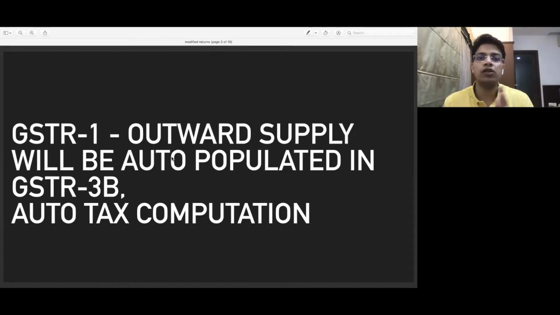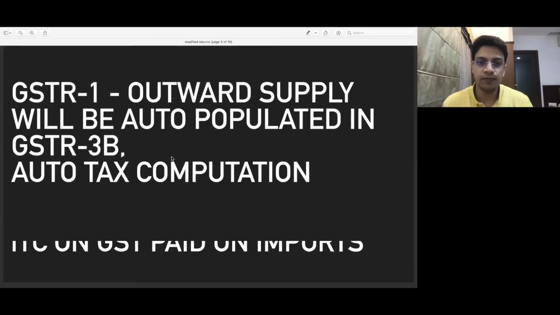So the government wants to avoid these cases, and hence it is planning to integrate both GSTR1 and GSTR3B by linking both the returns. Suppose you enter the data in your GSTR1 as outward supplies, that data will automatically get populated in GSTR3B as well. And the tax computation on the respective tax amount is also done automatically. So once you fill up the data of outward supplies in GSTR1, the data goes to GSTR3B, and from the GSTR3B, the tax is also automatically computed.